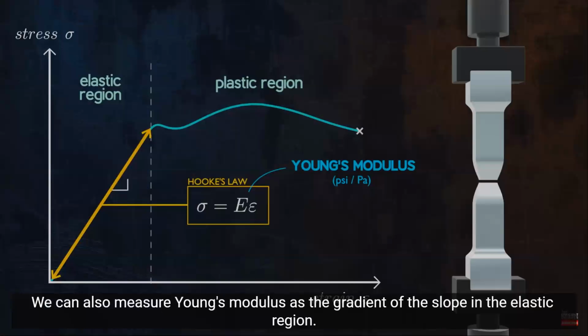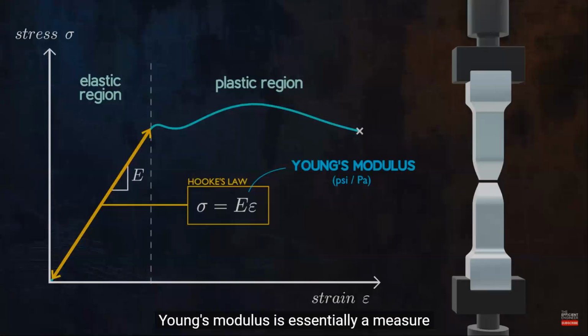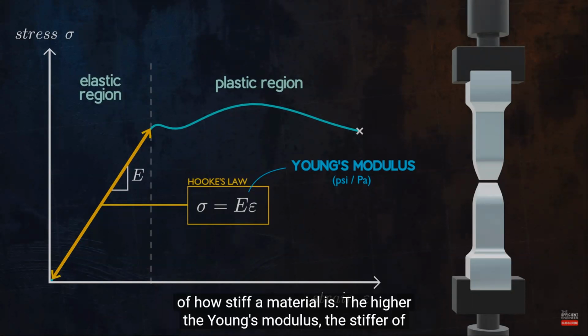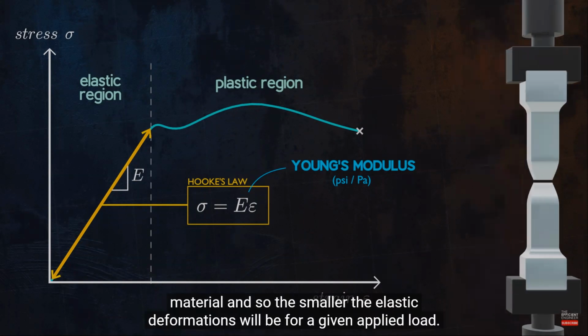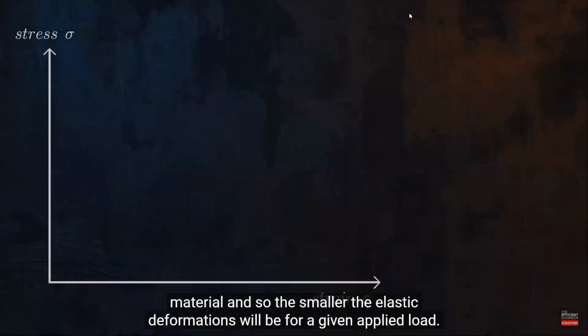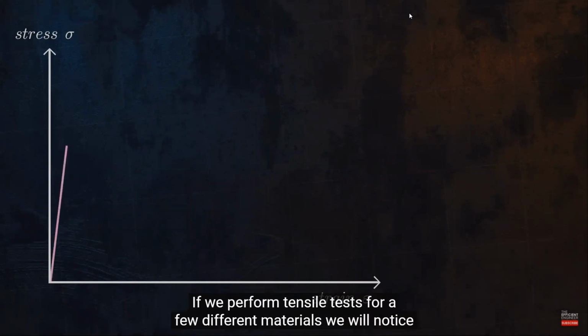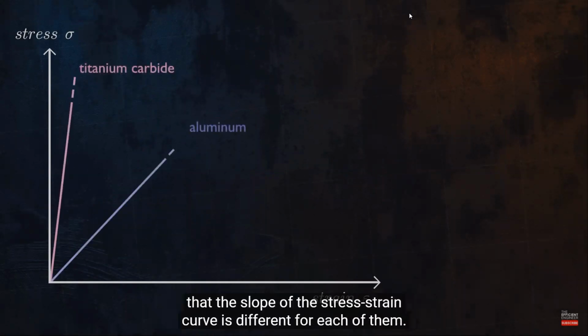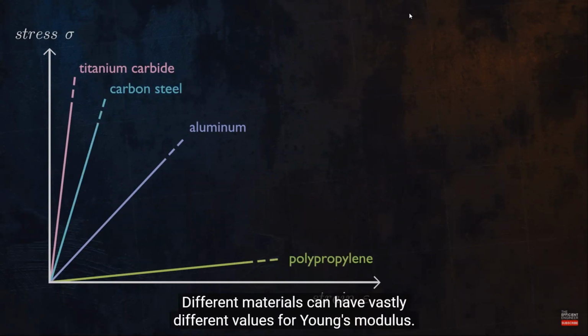We can also measure Young's modulus as the gradient of the slope in the elastic region. Young's modulus is essentially a measure of how stiff a material is. The higher the Young's modulus, the stiffer a material, and so the smaller the elastic deformation will be for a given applied load. If we perform tensile tests for a few different materials, we will notice that the slope of the stress-strain curve is different for each of them. Different materials can have vastly different values for Young's modulus.